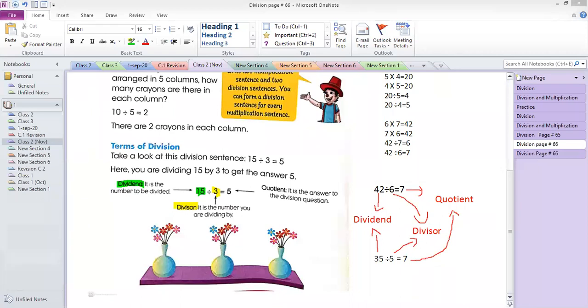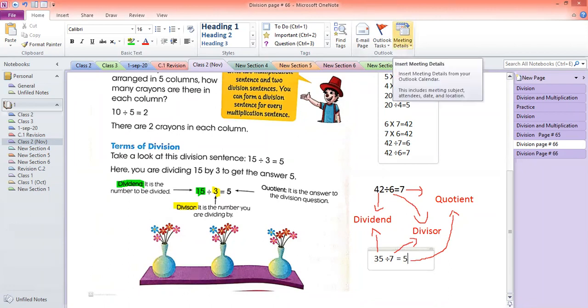Now I'm changing the question. The question is now 35 divided by 7 equals 5. Please tell me the quotient here. What is the quotient here? 5. Adam, very good.